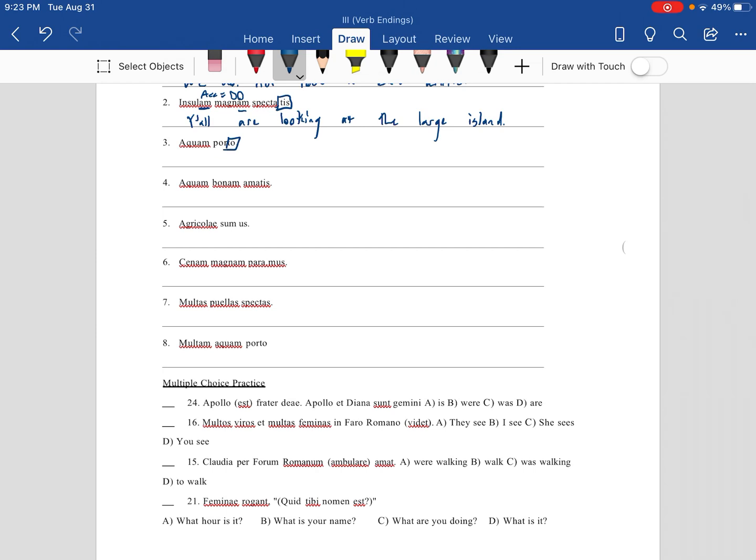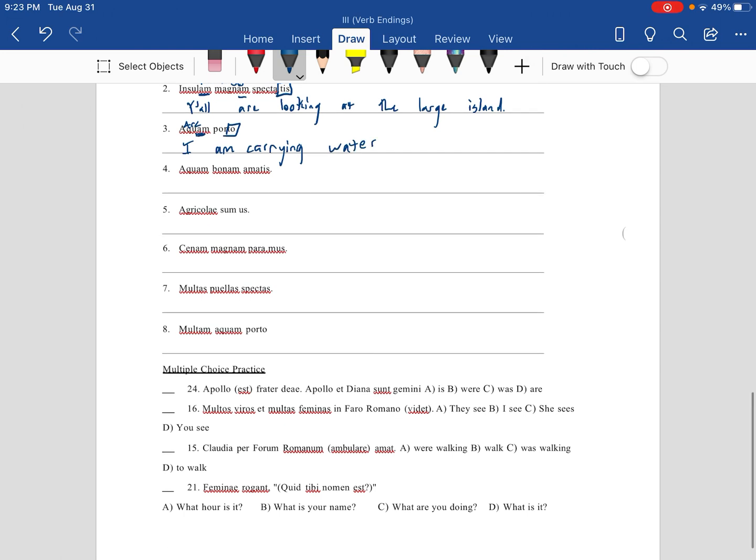Aquam porto, O is I am carrying, or you can say I carry. This is my accusatives, direct object, so I am carrying water. Amatis, tis is y'all. Y'all love good water.